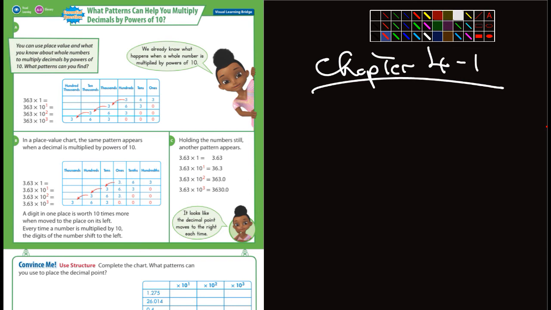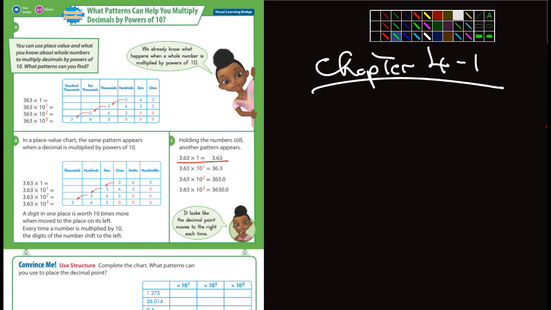And this example they give here could be a little bit confusing, but let's look at a couple things here and we'll see what happens. Look at box C here. It says 3.63 times 1 is obviously the same thing, 3.63. Then they have 3.63 times 10.